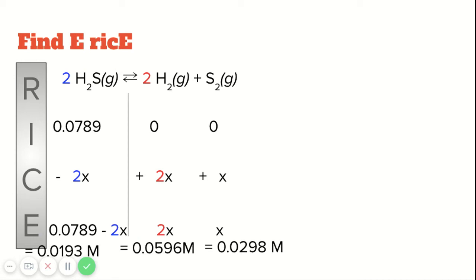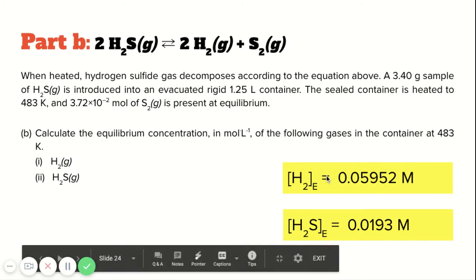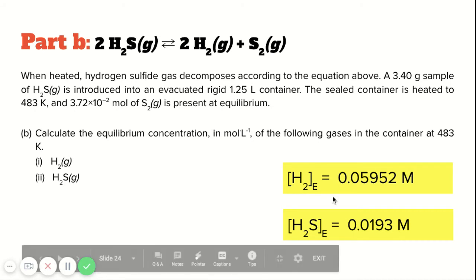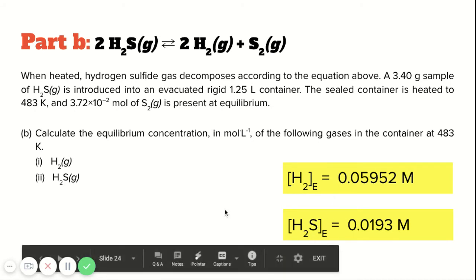Did they ask me for all three equilibrium conditions? No, they only asked me for two of them. Let me make sure that I'm reporting the correct ones. Yep, H2 and H2S, equilibrium concentrations. You don't have to write this E. I find it useful to distinguish between the initial conditions, which I usually write a 0 for. You could write an I, that would be reasonable as well, and the conditions at equilibrium. So I'm done with part B.